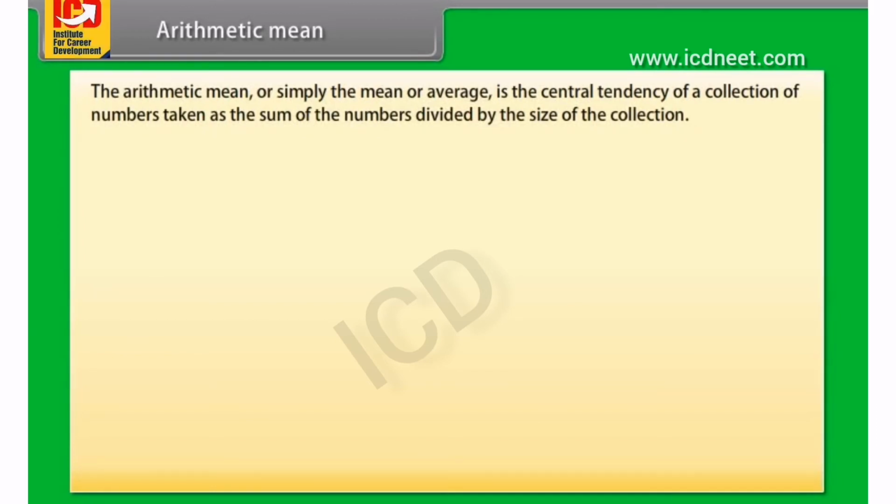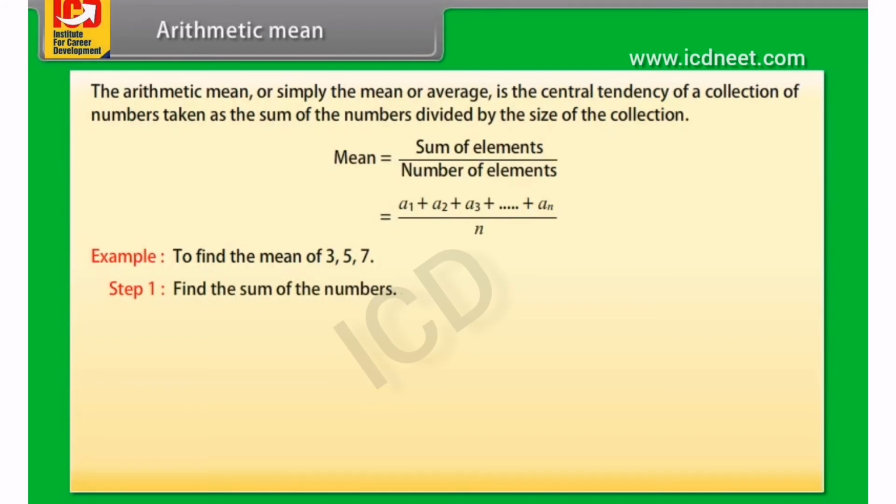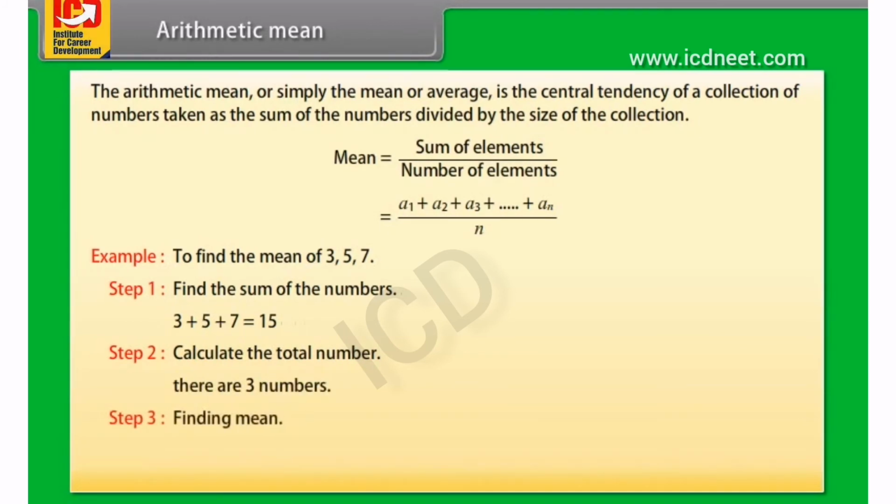Arithmetic mean. The arithmetic mean, or simply the mean or average, is the central tendency of a collection of numbers, taken as the sum of the numbers divided by the size of the collection. Mean is equal to the sum of elements by the number of elements, which is A1 plus A2 plus A3 up to plus An, by n. Example: to find the mean of 3, 5 and 7. Step 1: find the sum of the numbers, that is 3 plus 5 plus 7 is equal to 15. Step 2: calculate the total number. There are 3 numbers. Step 3: finding the mean. 15 by 3 is equal to 5.